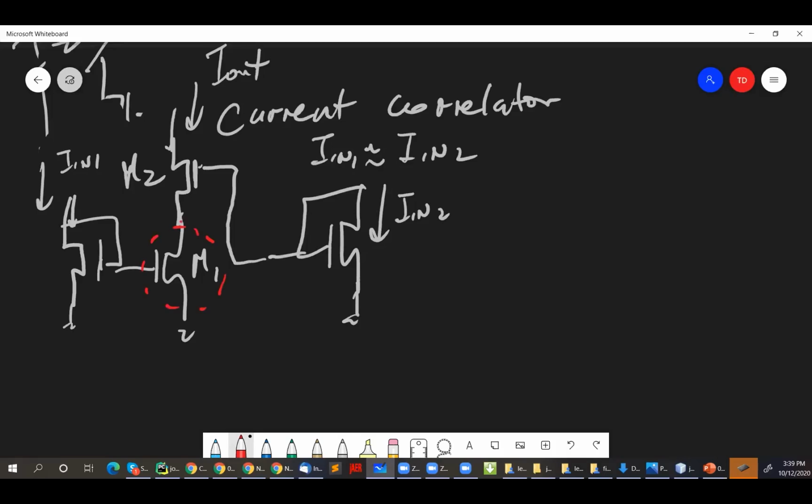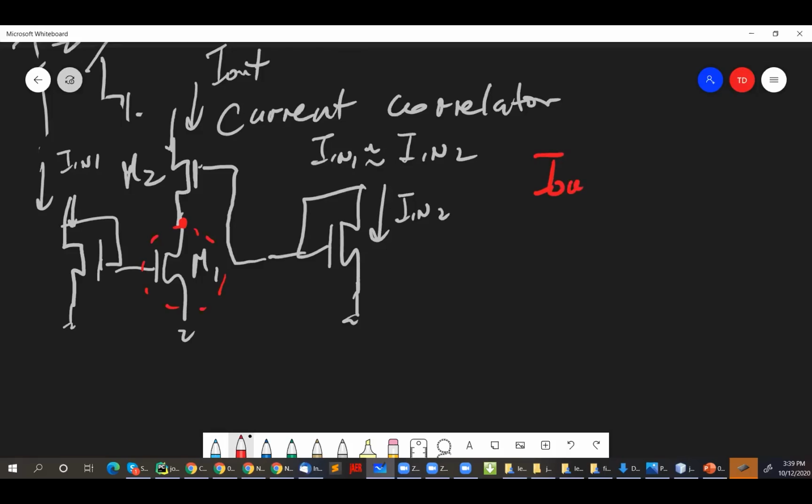Because this voltage here is going to be determined by the VGS needed to put out I2. So very likely this is not going to be in saturation. What it means then is you have to write out the full equation, and the same current has to flow through. So if this is I out, this has to be I out, and this has to be I out, right?